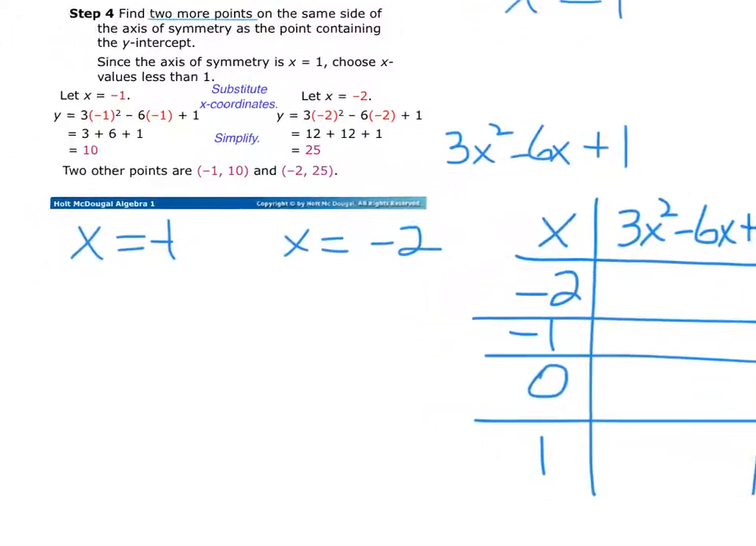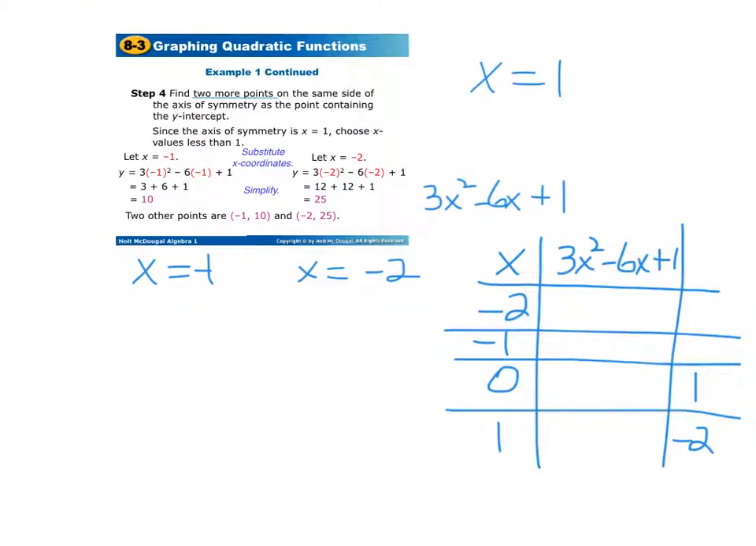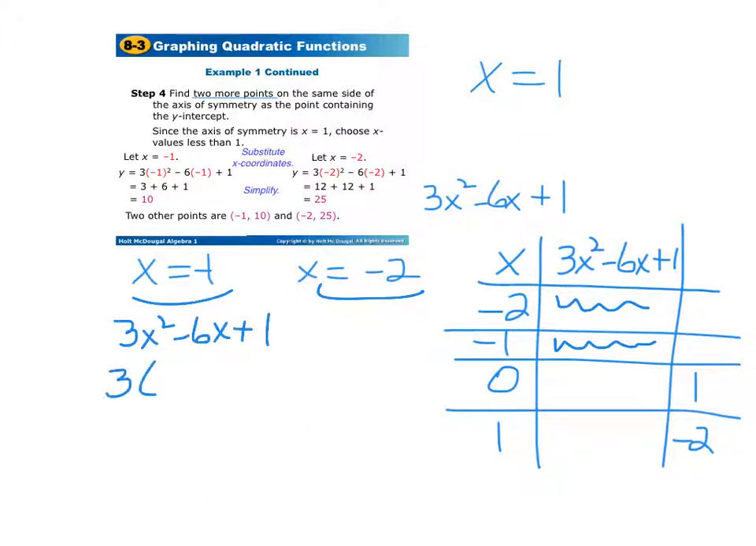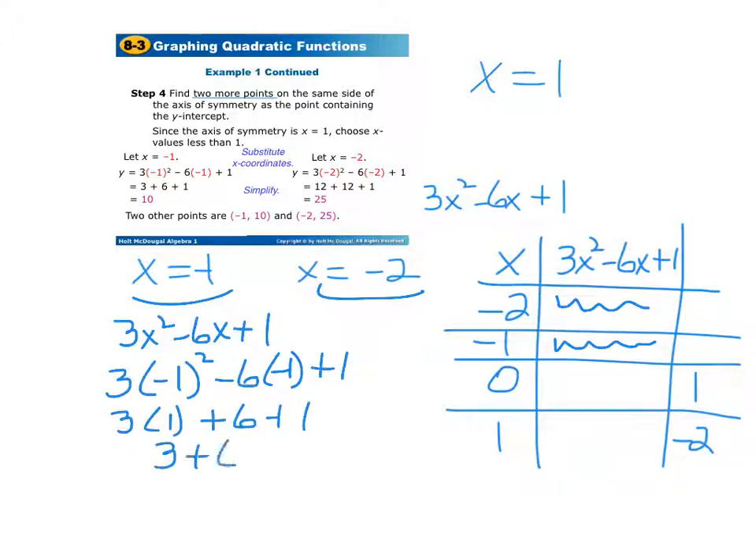So let's go ahead and plug them in. Instead of doing the work in the table for the -1 and the -2, we're going to do it over here to the side. So 3x squared minus 6x plus 1. We're going to plug in -1. Follow order of operations. I need to square first, and then multiply, and then I get 10. So now this one is a 10.